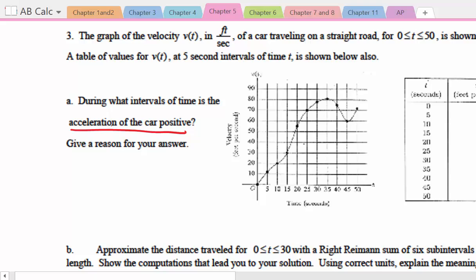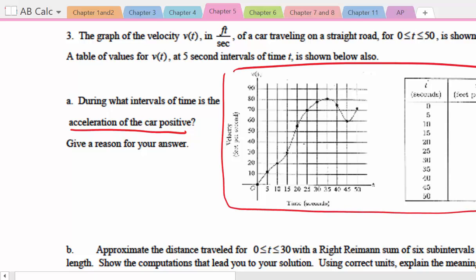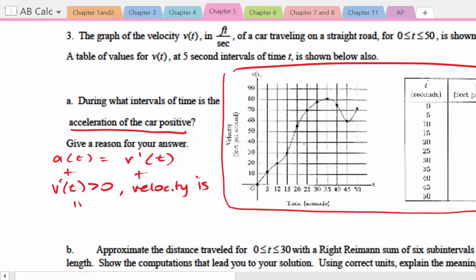I can't say anything about acceleration since nothing was given to me here as far as evidence about acceleration. But I was given velocity, and the link between velocity and acceleration is that acceleration is equal to the derivative of velocity. So if acceleration is positive, then v prime is positive. If v prime is positive, that means velocity is increasing.